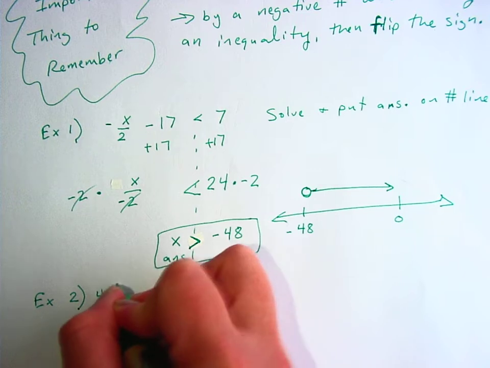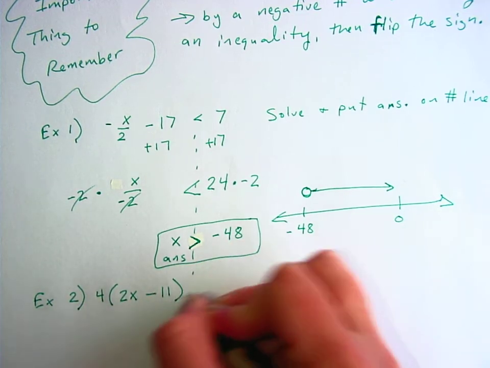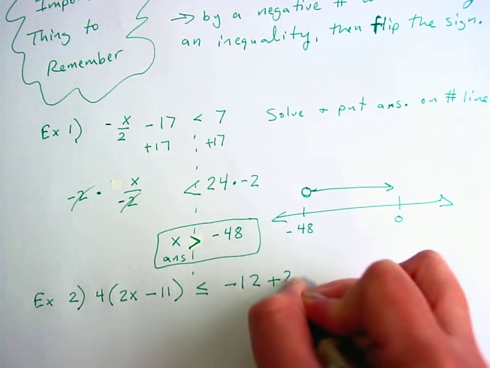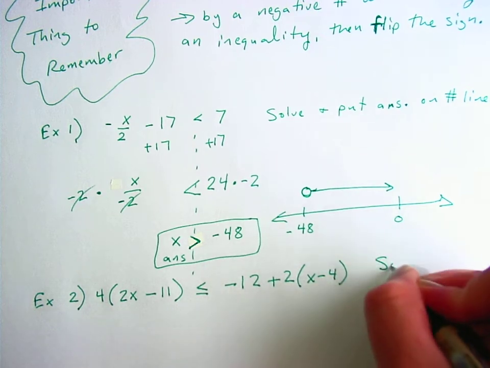Example 2 is going to be a little harder. Much harder, actually.